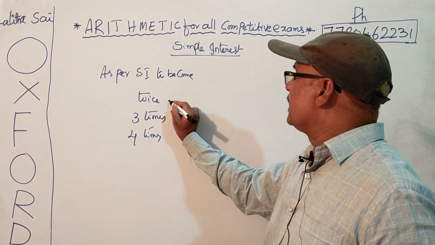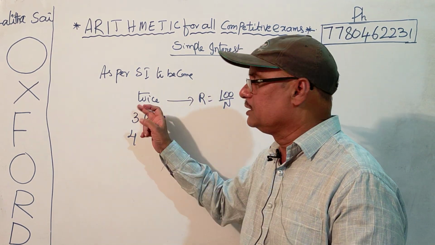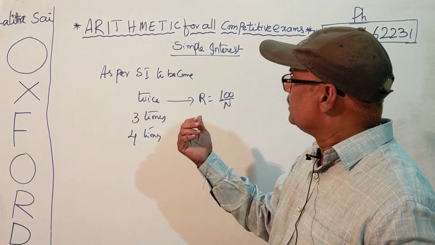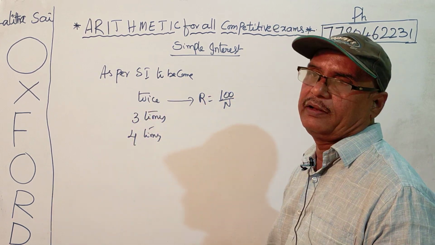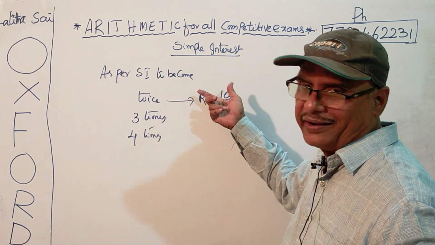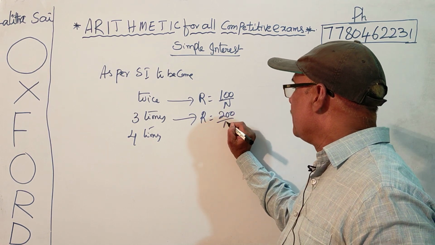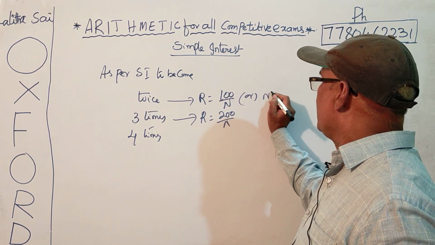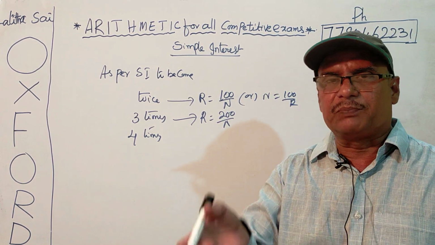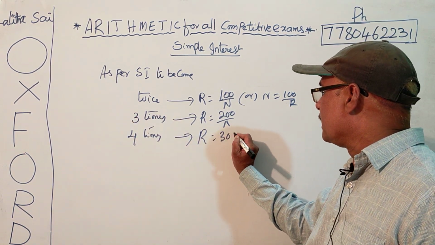Let us see. For becoming twice, R is equal to 100 by N. Twice means 2 times, so subtract 1 from that, then it will be 1, that is 100. In case of 3 times, subtract 1, it will be 2, that means 2 hundreds. So R is equal to 200 by N. Here you can take N is equal to 100 by R also for all the cases. If it is 4 times, subtract 1, that means 3 hundreds, that is R is equal to 300 by N.